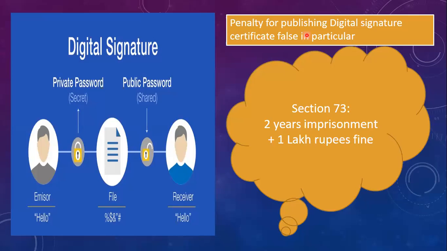It may be that the certifying authority listed in the certificate has not issued it, or the subscriber listed in the certificate has not accepted it, or the certificate has been suspended or revoked. If you try to publish such a digital certificate, you are punished under Section 73, and for that you can have 2 years imprisonment and a fine up to 1 lakh rupees. Okay, clear so far?